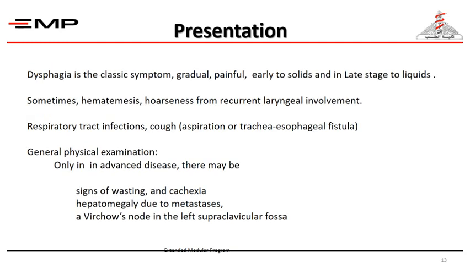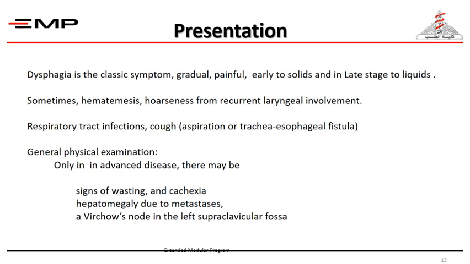It presents by dysphagia. This dysphagia is painful, gradual, starting with solids and late dysphagia to liquids. Hematemesis sometimes occurs, and infiltration of the recurrent laryngeal nerve leads to hoarseness of voice. Respiratory tract infection and cough result from aspiration or development of a tracheoesophageal fistula.